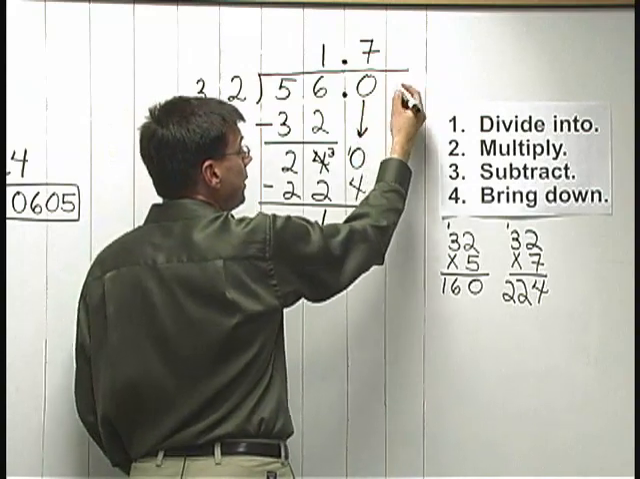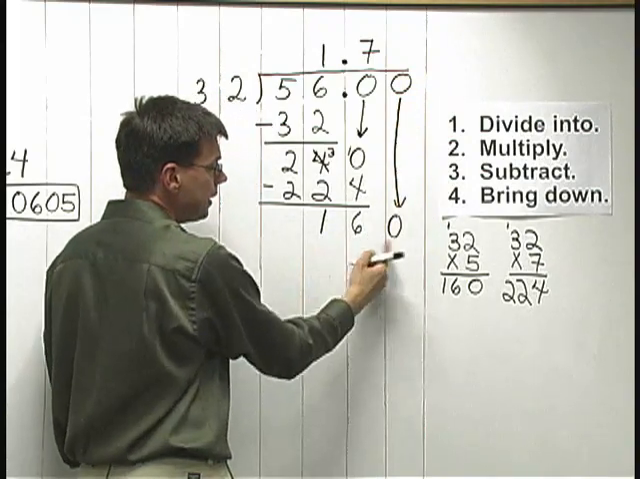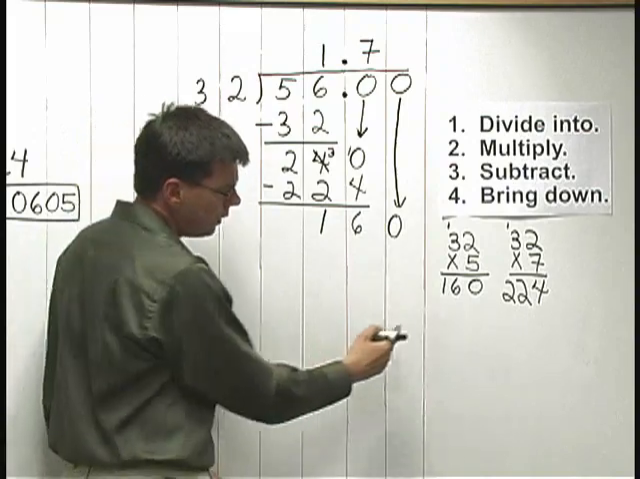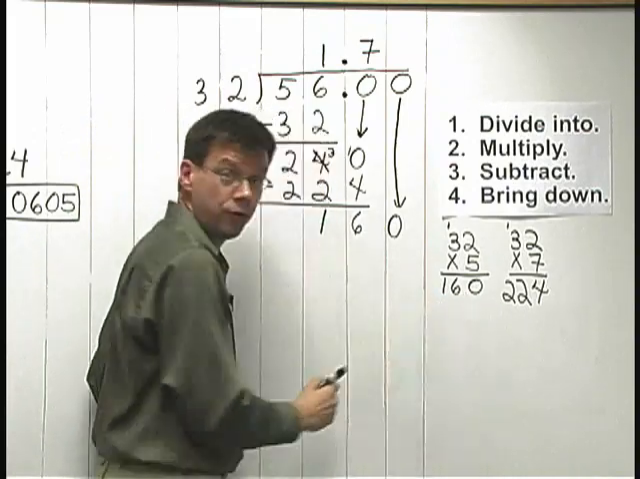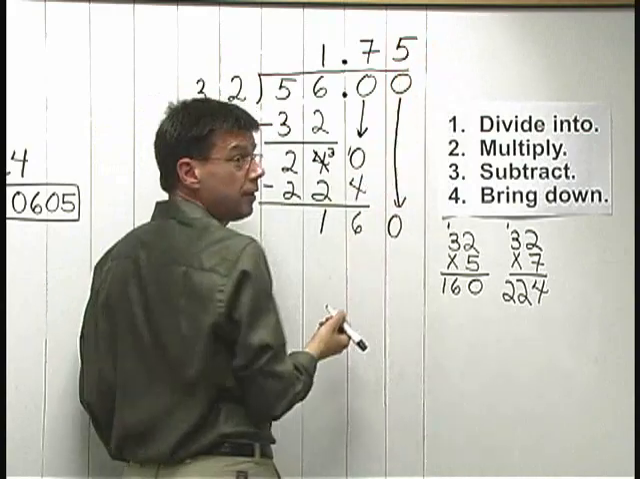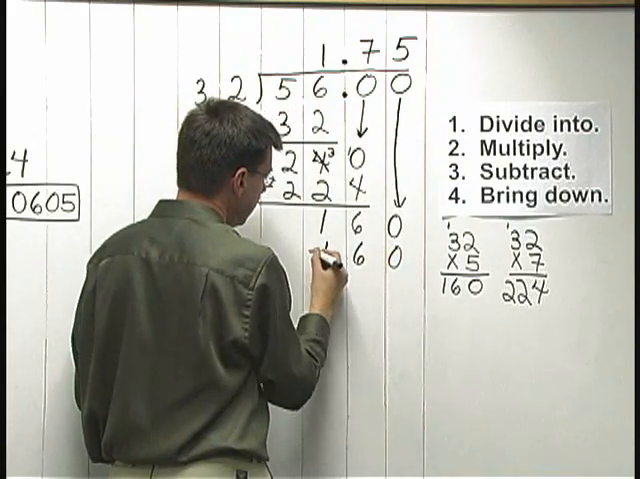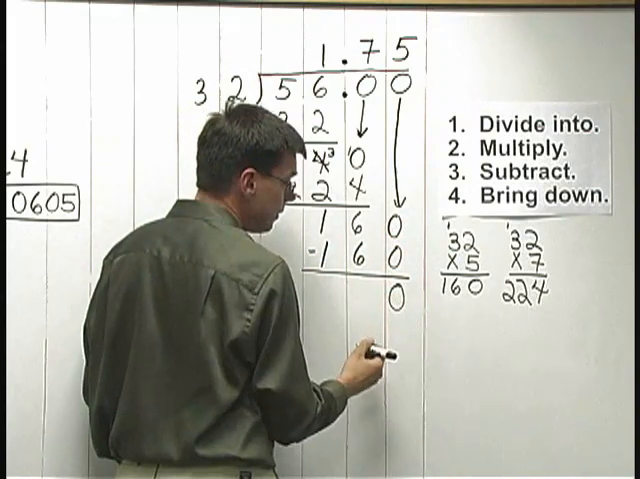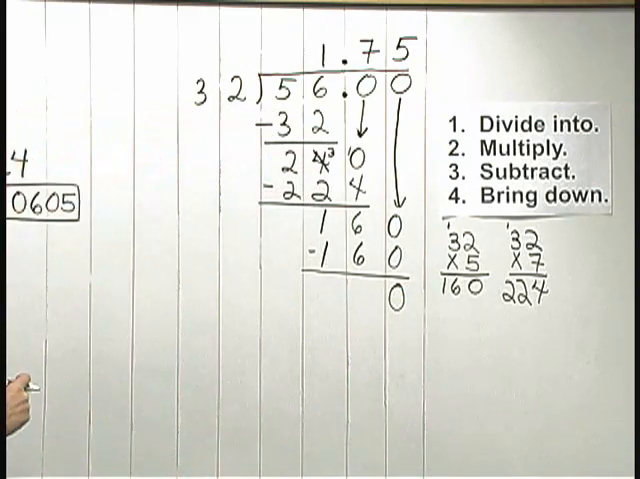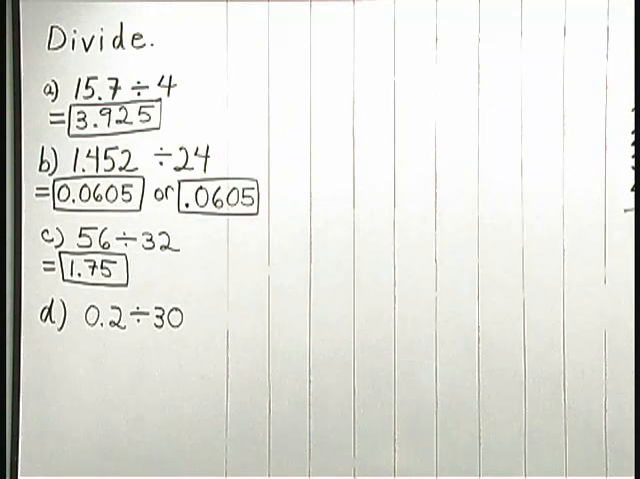Now, I've already added one 0 on the end. I can add another 0, and I can bring that 0 down. So I now have 160, and I ask myself, how many times does 32 go into 160? Well, we can benefit from what we've already figured out here. I already figured out that 32 times 5 is 160. So we know 32 goes in exactly 5 times. Write that 5 above the 0 I brought down. 5 times 32 is 160. Subtract, 160 minus 160 is 0. When you subtract and get 0, the long division process is over. So we have our answer here, 1.75. Here's our answer for C, 1.75.